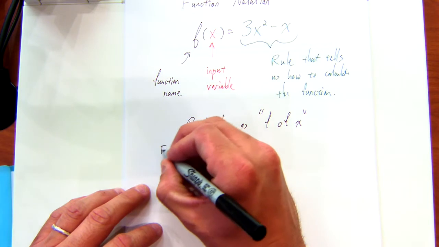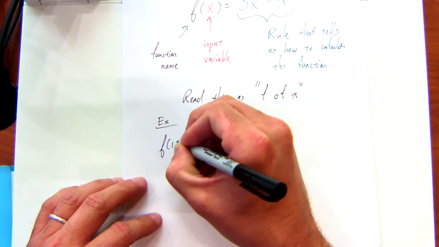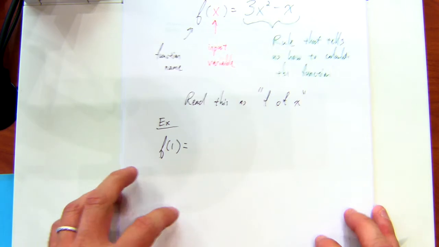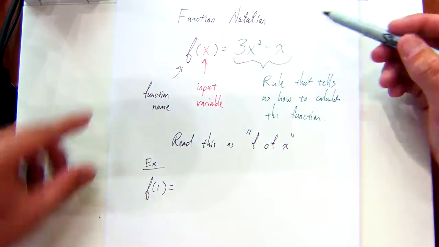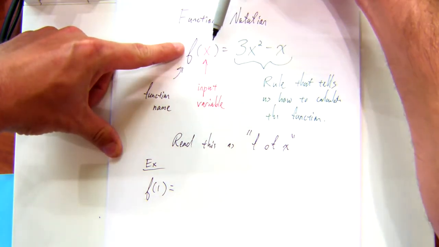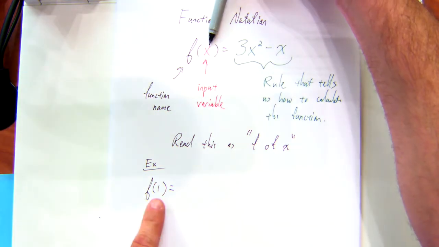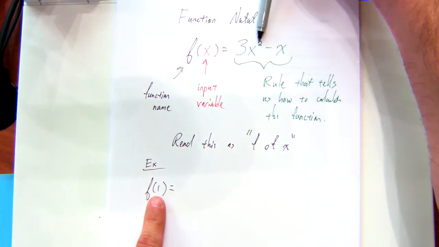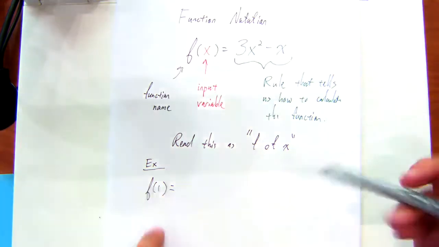Okay, so let's do some examples. What is f of 1? How many of you know what to do here? Okay, so here's our function. In our definition, x is the input. In our problem example, what's our input? 1. So everywhere I see an x in my rule, I'm going to stick in, instead of an x, what do you think I'm going to stick in? A 1. That's exactly right.